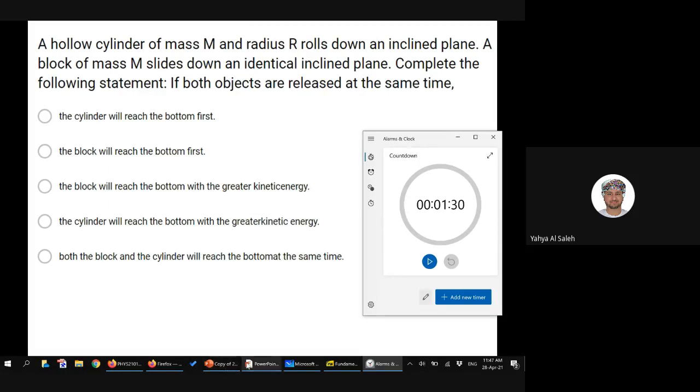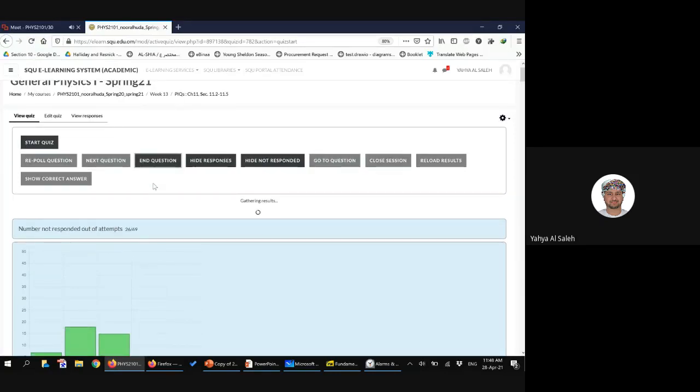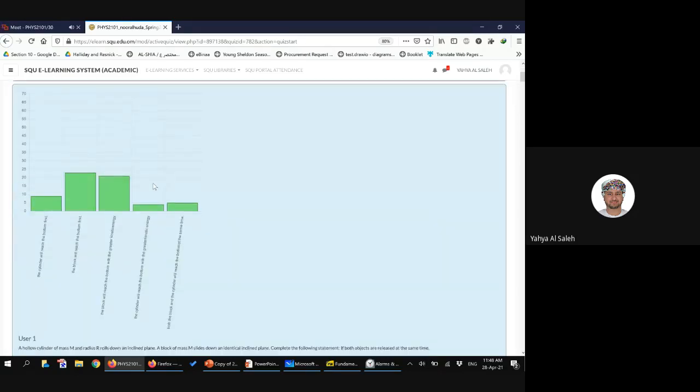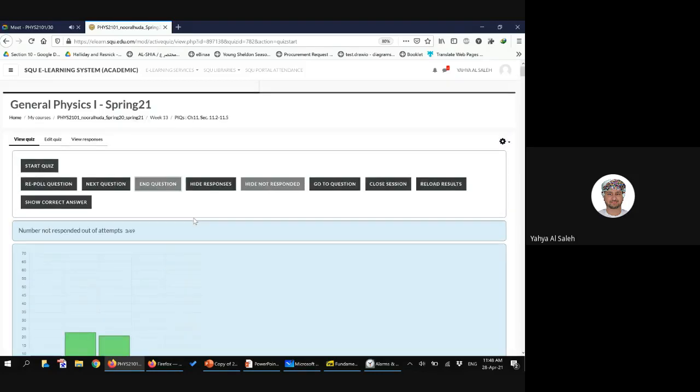Okay. Let's see how things went. Interesting. We have 23 people who said the block will reach the bottom first. We have 21 people who said the block will reach the bottom with greater kinetic energy. And we have 9 people who said the cylinder will reach the bottom first. And then we have 4 and 5 people choosing the last 2 answers. A rather interesting combination.